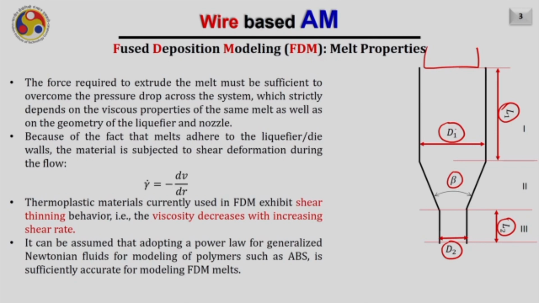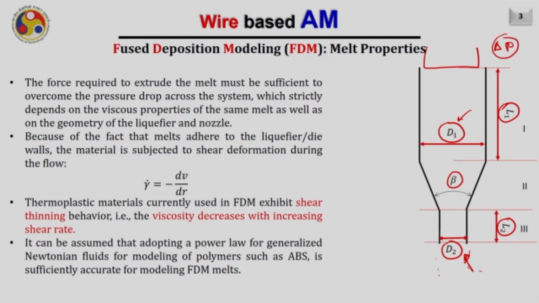Of course, if there is a large difference between D1 and D2, more pressure will be required. Therefore, we will try to find out the force required to extrude the melt sufficient enough just to push the melt out of this nozzle, and that will be the minimum pressure required, which I will represent by delta P.